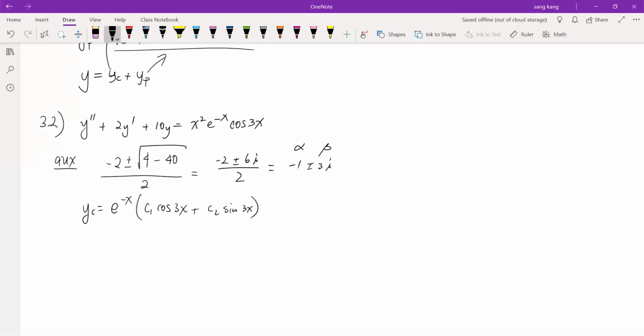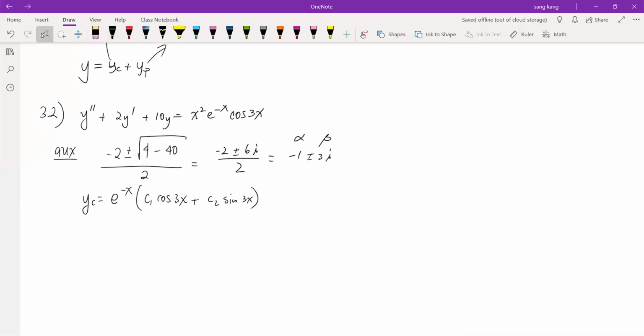Now let's do our particular. This would be a little tricky. Now we have 3 terms here, right? So let's first handle this one. This would be ax squared plus bx plus c, right? And then this one's easy. We just multiply by e to the minus x.